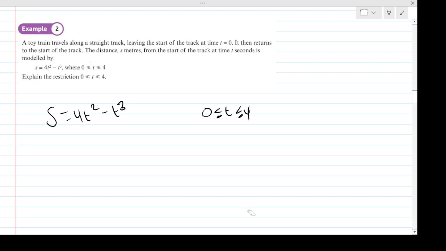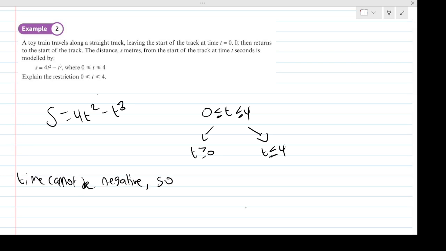Okay, and actually it says to explain this restriction. So why is t only between these certain values? If we split up this inequality, this is saying t has to be greater than or equal to 0, but also t has to be less than or equal to 4. Now, the first one we can do right off the bat, because we know time cannot be negative. So t is greater than or equal to 0.